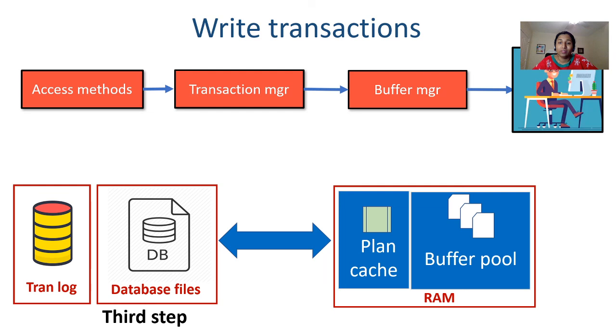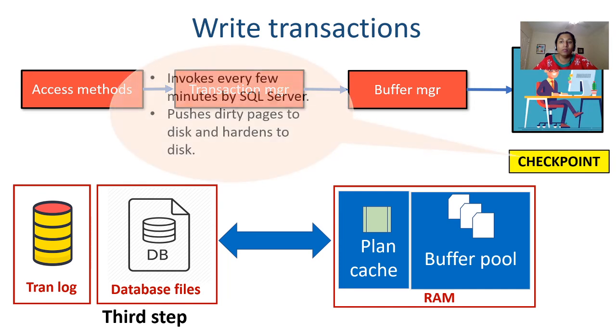But did you observe the database pages have already been modified inside the buffer pool, but they are not hardened into the database file system, right? That's when the checkpoint process will be kicked in by SQL Server automatically every few minutes. Now what it does, it will go ahead and grab these dirty pages inside the buffer pool we have currently, and then it will push them back and harden them onto the database file system. That's how the write transaction works.